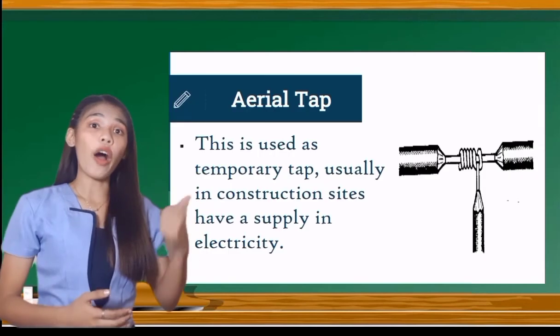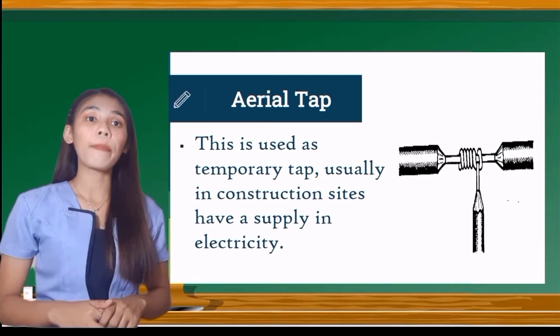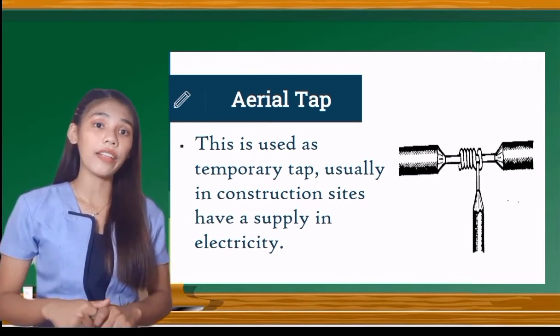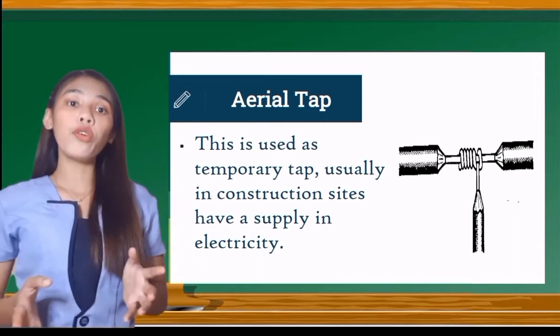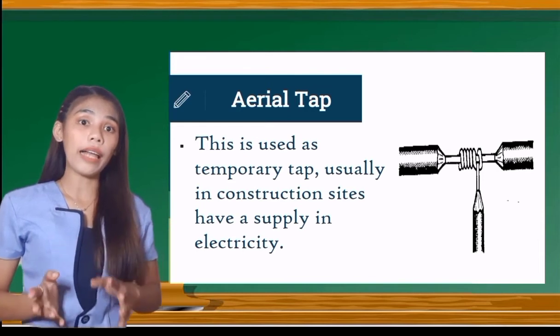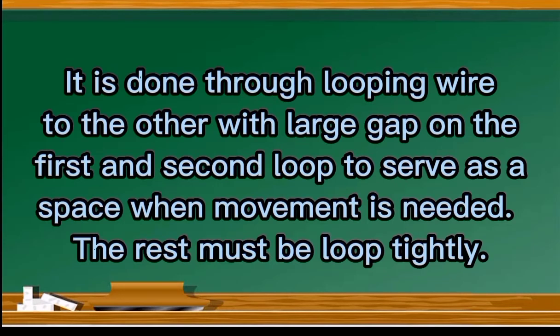And also the next one is the aerial tap. The aerial tap is used as a temporary tap, usually in construction sites that have a supply of electricity. For you to be familiar with what an aerial tap looks like, take a look at this picture. It is done by looping one wire to the other with a large gap between the first and second loop to serve as a space when movement is needed. The rest must be looped tightly.